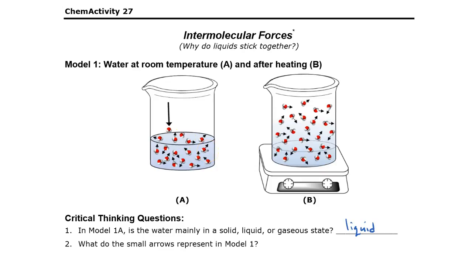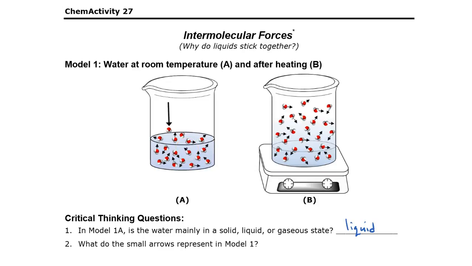The water is mainly in a liquid state. You can tell that because most of the water molecules are here in the shaded portion, which is supposed to represent the water in the beaker. Of course, I can't show you the 10 to the 23rd, 10 to the 24th water molecules, so each of these is going to represent a large number of them.